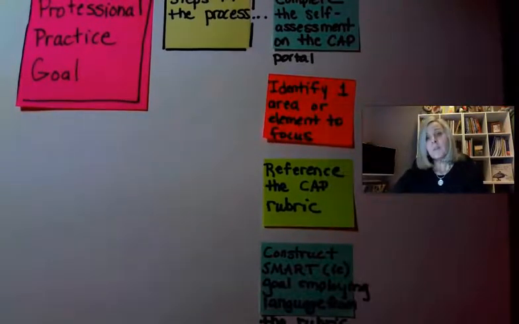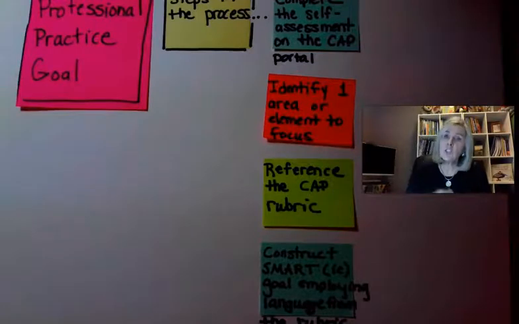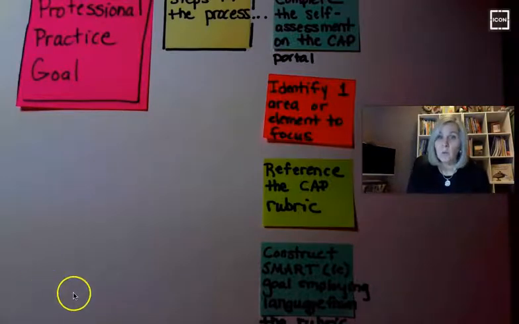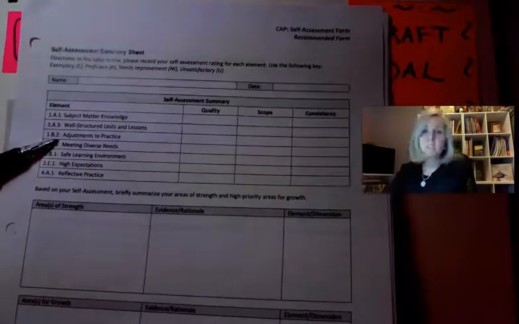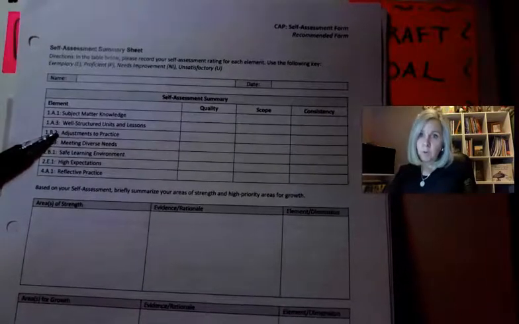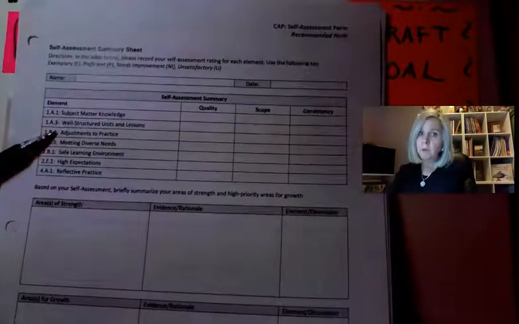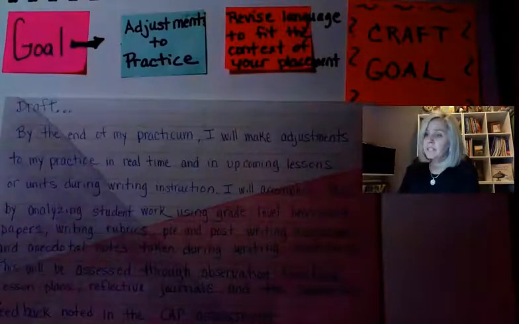to be able to support you in writing that goal. So I began to play around with the language in there and think about how it would help me in determining whether my goal was a SMART goal or not, and whether all of the elements were in the goal that I drafted. So I decided to select adjustments to practice, which is a pretty typical goal that you'll be thinking about. And I decided to look at the language inside of the rubric.